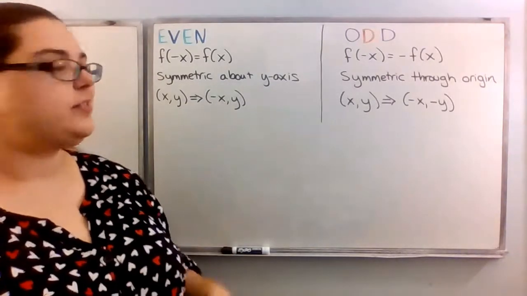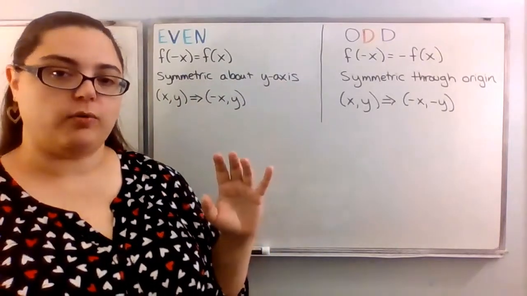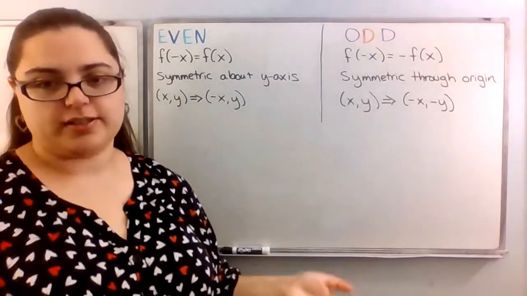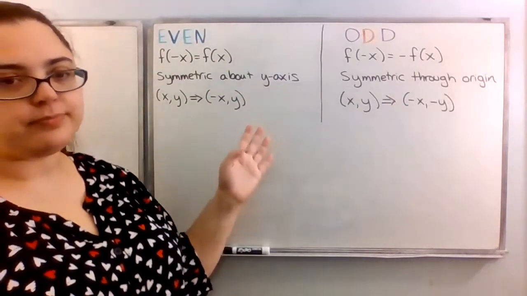This is going to result in symmetry over the y-axis. So if you were to reflect this function over the y-axis, then it would look the same. So that is what it means to be an even function.